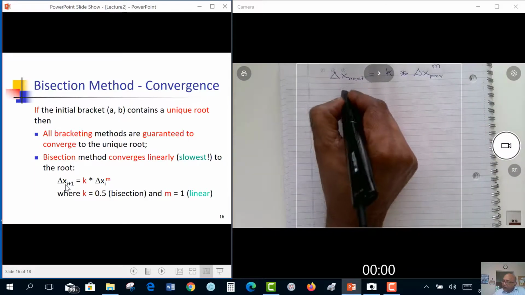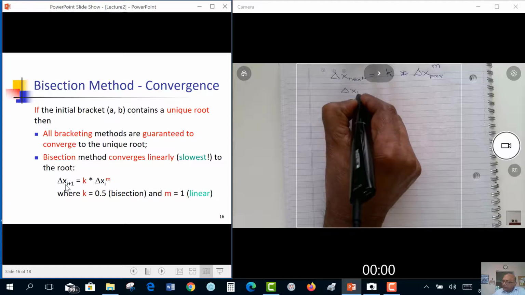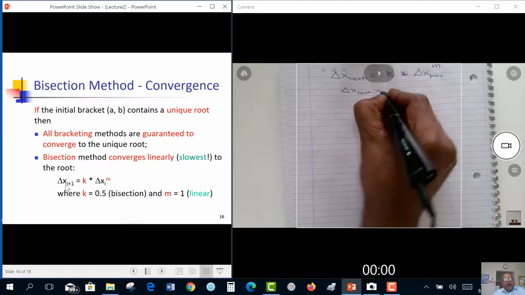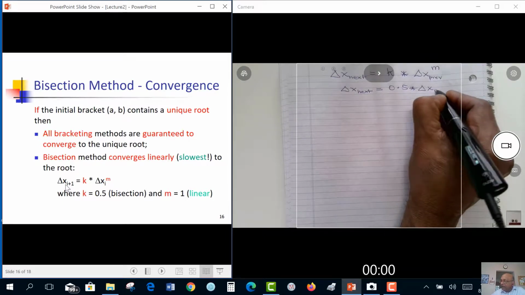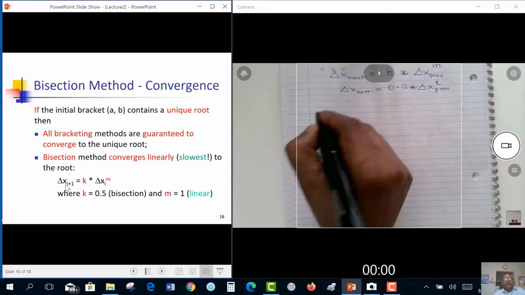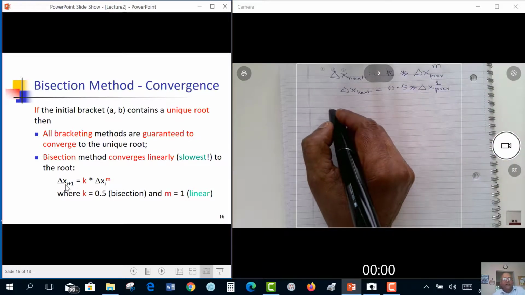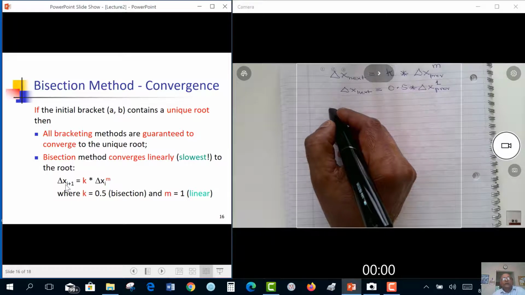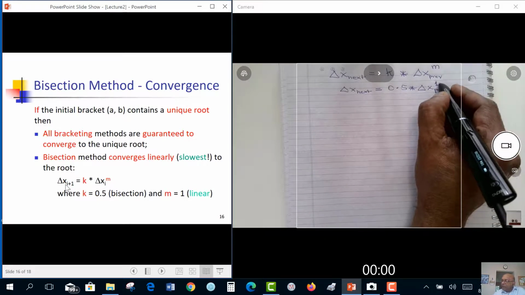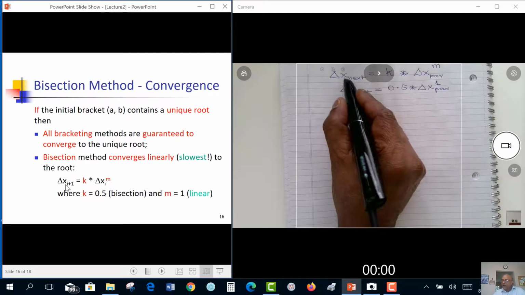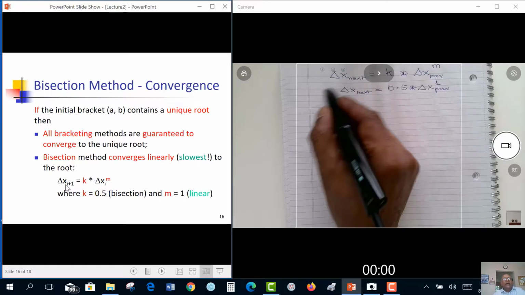So in this case, we know that our next delta was half of the previous delta to the power m. m was 1. So since m is 1, we say linear rate of convergence. If m was 2, we would say quadratic rate of convergence or parabolic rate of convergence, and so on and so forth. So for this m power, ideally we want it as high as possible. That way we can reduce delta x by a huge amount every iteration.